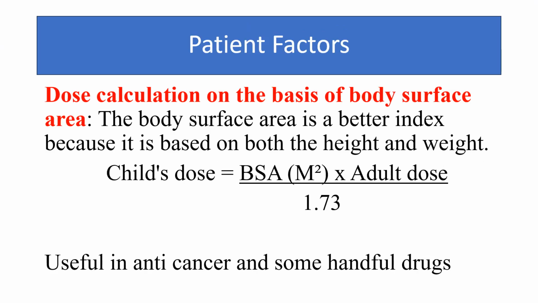Now, dose calculation on the basis of body surface area. The body surface area is a better index because it is based on both height and weight. The formula is body surface area into adult dose, divided by 1.73. It is useful in anti-cancer drugs as well as some other potent drugs.